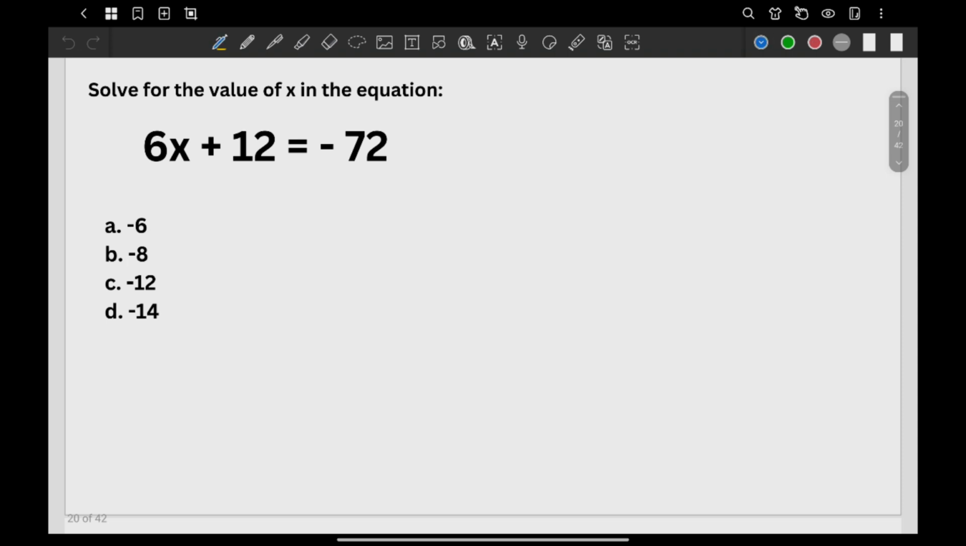Okay, so this one is still solving for x. So 6x plus 12 is equal to negative 72. The question is, solve for x. So again, I will just write the two rules that I told you a while ago. This one, I just made them up. You can actually find this in any reference or book, but this one works. Okay, so we have here 6x plus 12 is equal to negative 72.